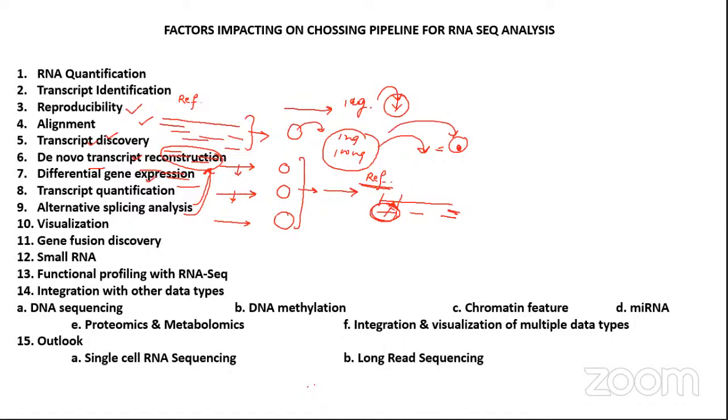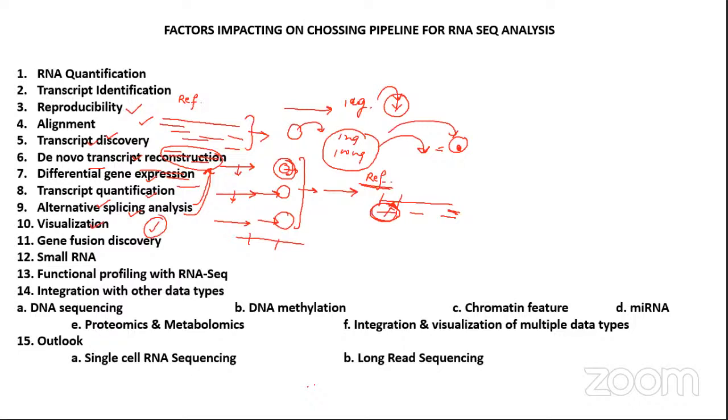Differential gene expression, same. If I am able to see the differential expression one time, when we sequence another time we should get the same profile, and so on. Alternative splicing. Suppose in my sample the first time I am able to see alternative splicing. Many times I sequence, we need to reconfirm that. Then the visualization, gene fusion, small RNA, functional profiling with RNA-seq.